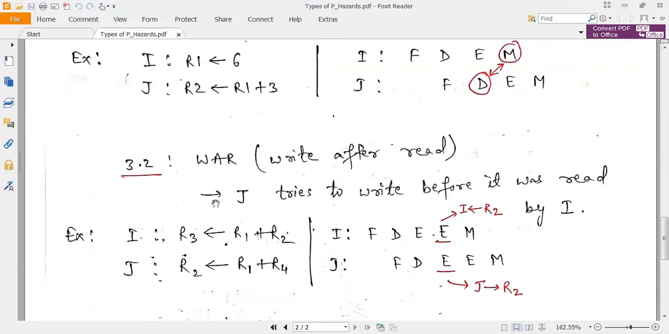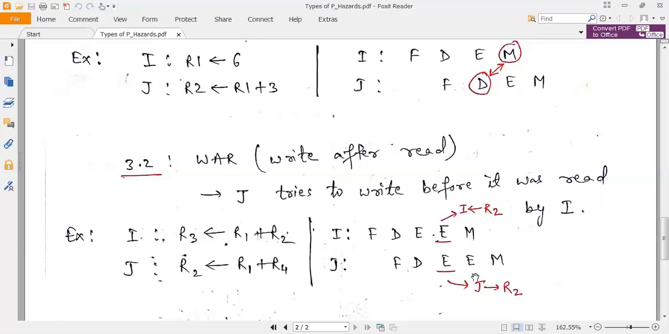The second one is WAR, write after read. The expectation is that you first read and after that write, so write will be done after read. But what is J doing? J tries to write before it is read. See, I have given an example of I and J. Register 3 stores the content of register 1 and register 2. Same for this: R2 is acting as an input to get R3, but here R2 is my output.